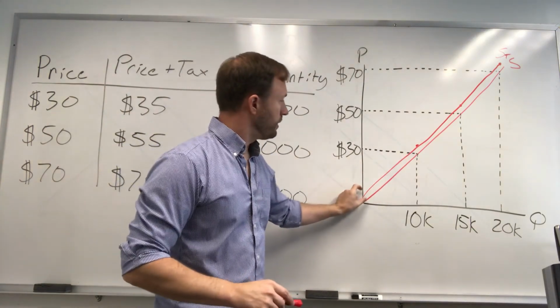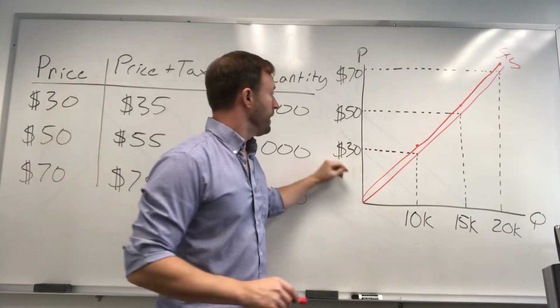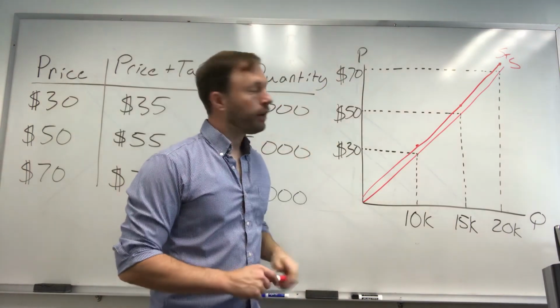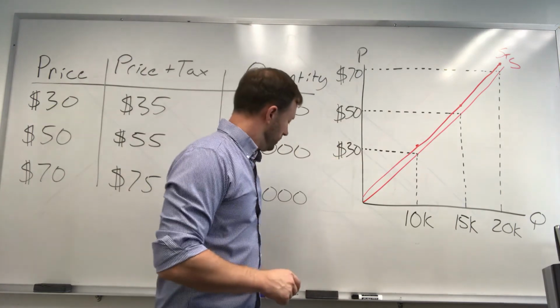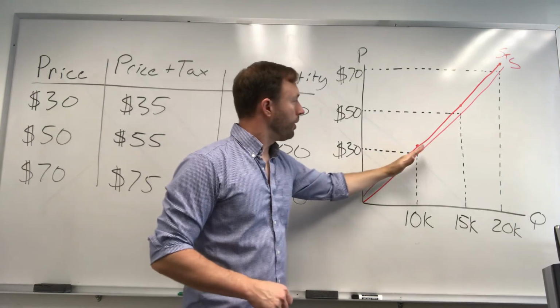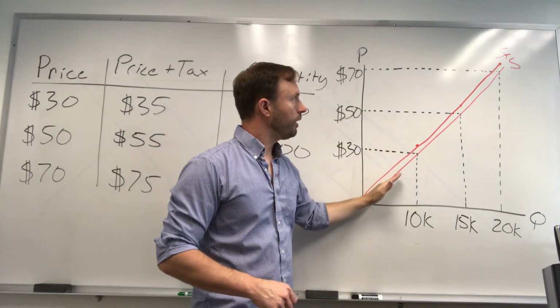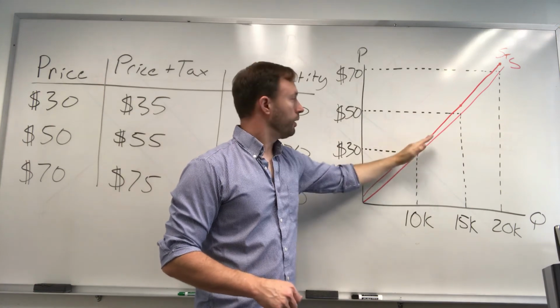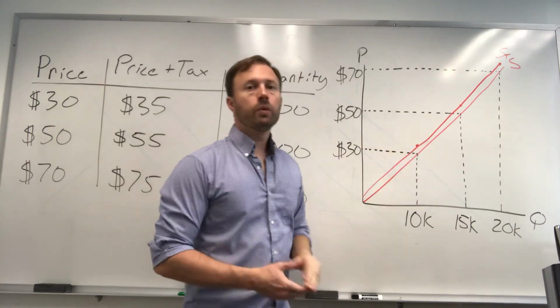And I recognize that these are pretty close together, but that's because the tax is pretty small relative to the prices that are being graphed along the supply curve. All right? And remember, if there is a tax placed on sellers, then the supply curve just shifts up vertically by an amount equal to the tax.